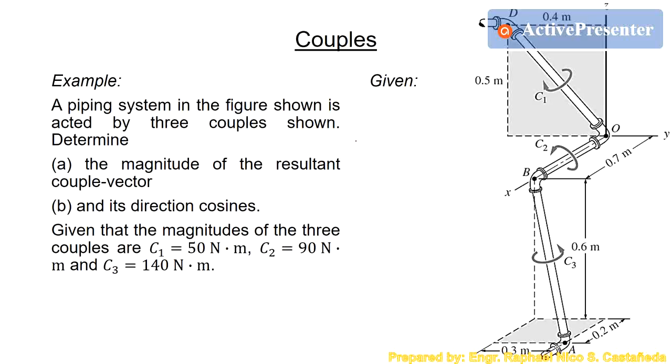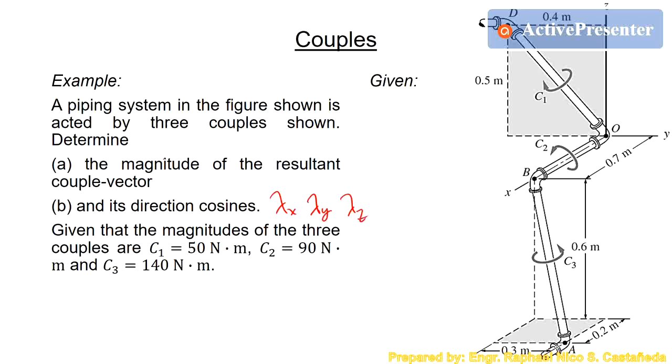So we will have here our last example. We will perform vector addition in couples. So we have here a piping system in the figure shown, acted on by 3 couples. The first one is to determine the magnitude and direction of the resultant couple vector. Basically the magnitude in scalar value and its direction cosines. So this is lambda x, lambda y, and lambda z.